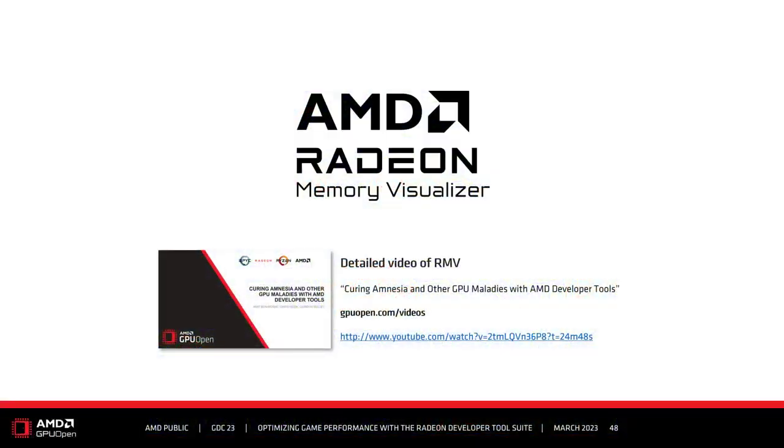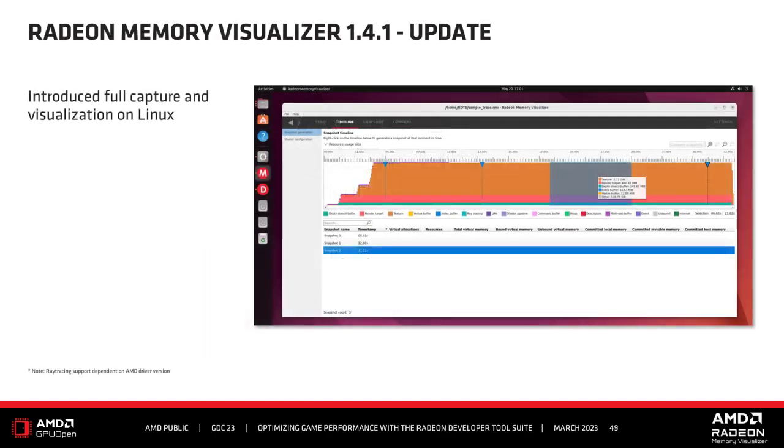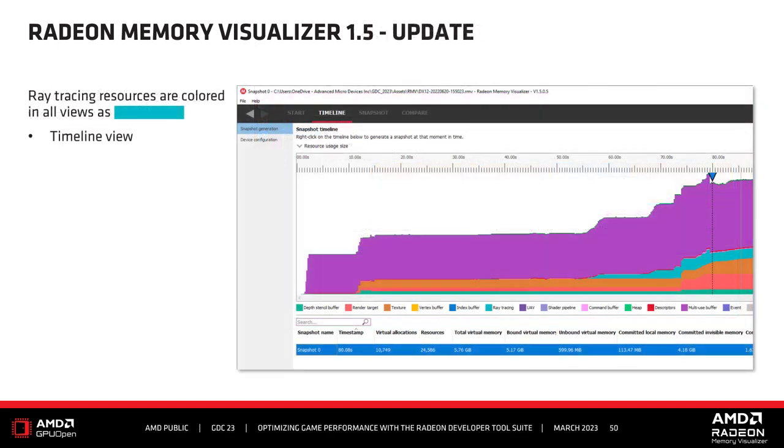Before moving on to Radeon Memory Visualizer updates, I want to point out that we have a more detailed overview and introduction to RMV on GPUOpen at the address shown on screen. RMV Update 1.4.1 added full capture and visualization of results on Linux for Vulkan applications. And full ray tracing support came online with an AMD driver update for the RMV 1.5 release.